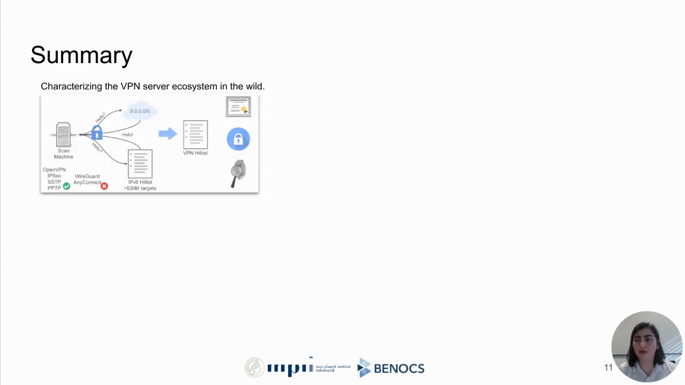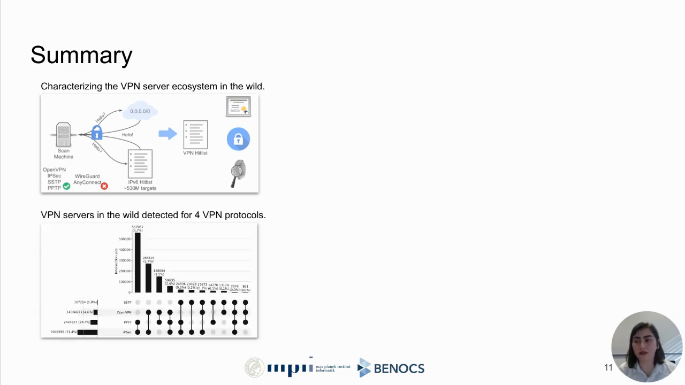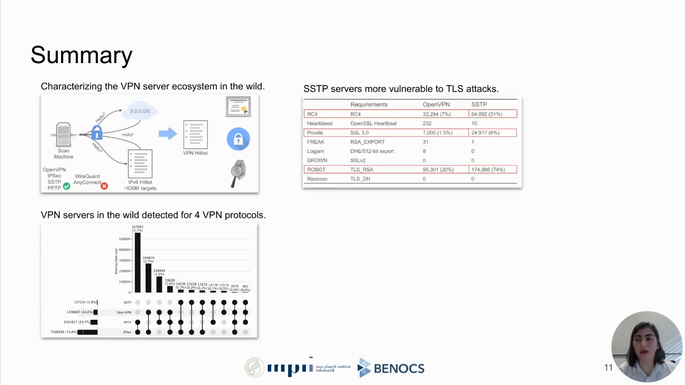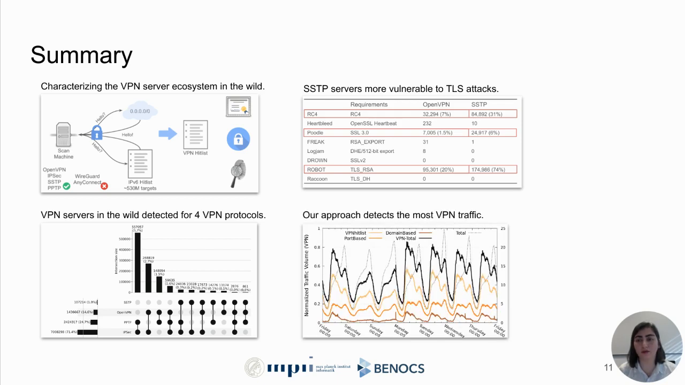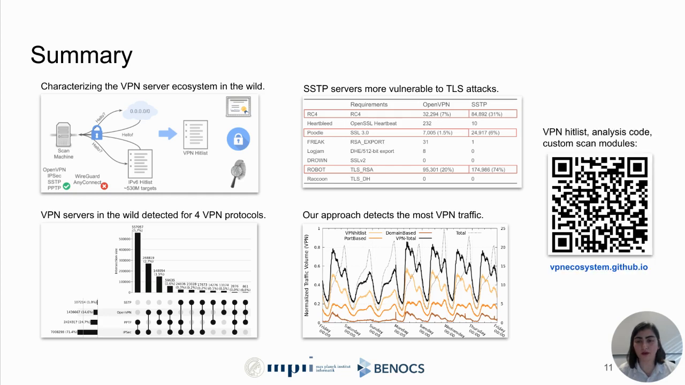So in summary, we tried to characterize the VPN server ecosystem in the wild. We actually detected VPN servers in the wild for 4 different VPN protocols, and we analyzed the security of those protocols under vulnerability to TLS attacks and found out that SSTP servers are actually more vulnerable. We also did a passive measurement and found out that our approach detects the most VPN traffic compared to the previous work.